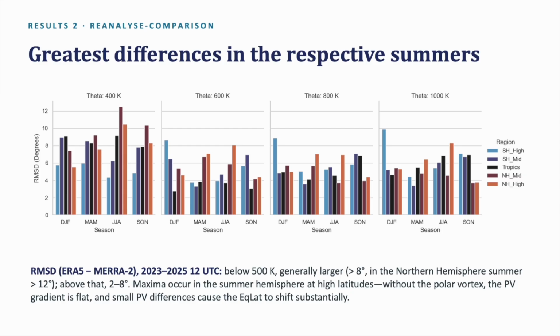What we see here is that below around 500 Kelvin, there's generally larger deviation between these two reanalysis products, and above it's slightly smaller, in between like 2 to 8 degrees. The maximum deviation occurs in the summer hemisphere at high latitudes, where the polar vortex is not existing and the PV gradients are very flat, so small PV differences can cause larger equivalent latitude differences here.